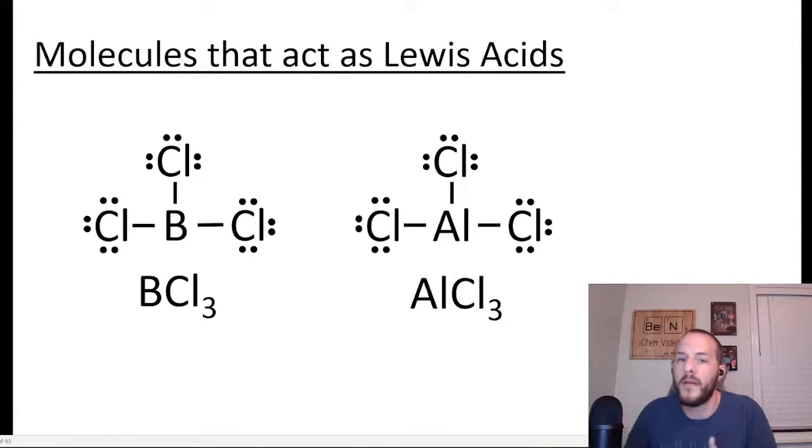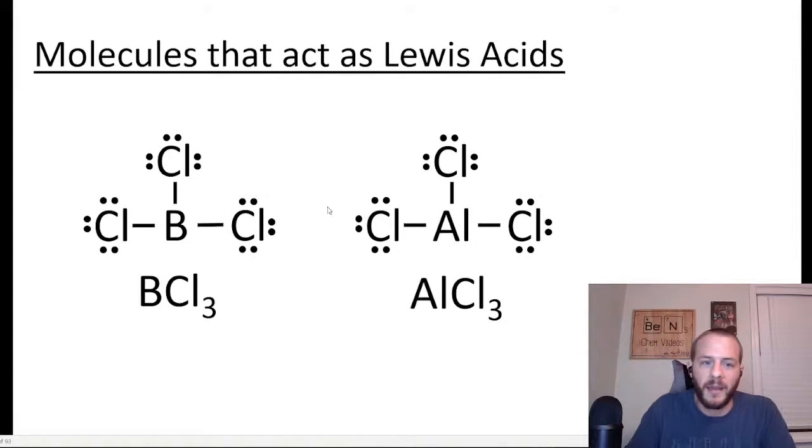So because they don't have an octet, what they have is an empty orbital, and that empty orbital is a very electron poor area that you can think of it like it really, really wants to have an electron pair come in and fill that spot, right? So it's an electron pair acceptor because it has that incomplete octet. It has an empty orbital just begging for an electron pair to come up and fill that spot.